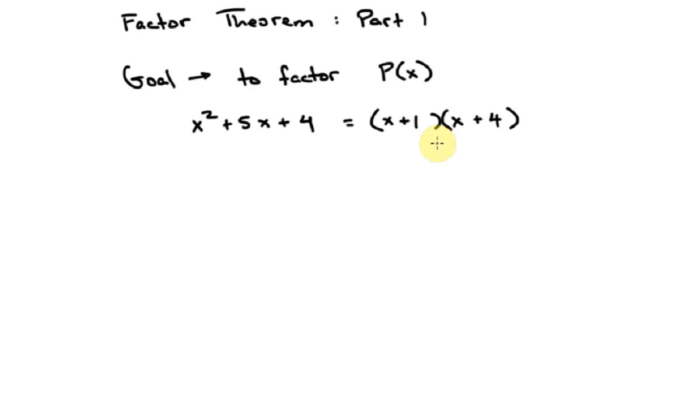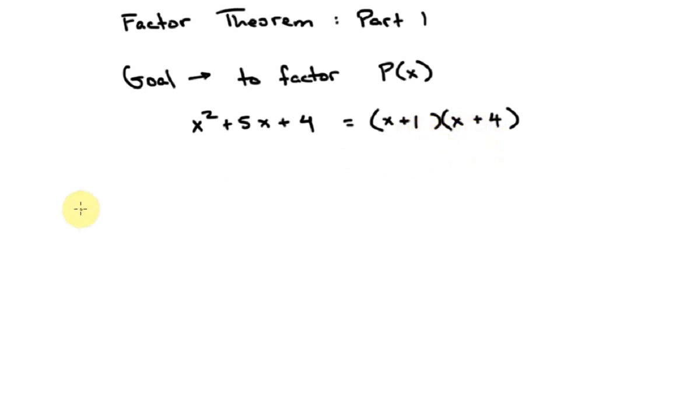Now, what we're going to do is deal with polynomials that are a little more than x squared. They might be x cubed or x to the fourth, but it's still the same goal. We want to take it from this form and rework it and get it into this form.